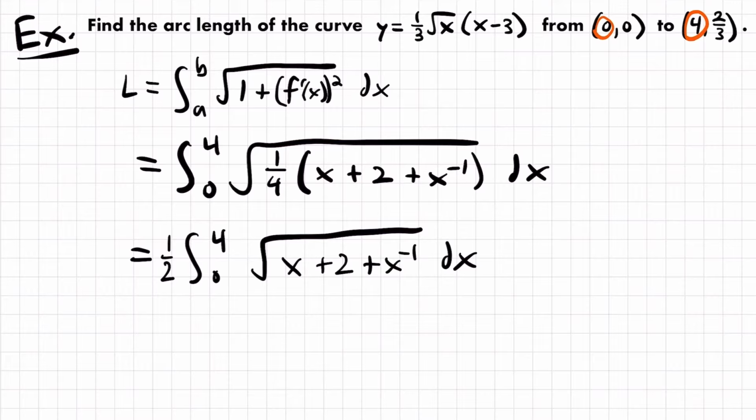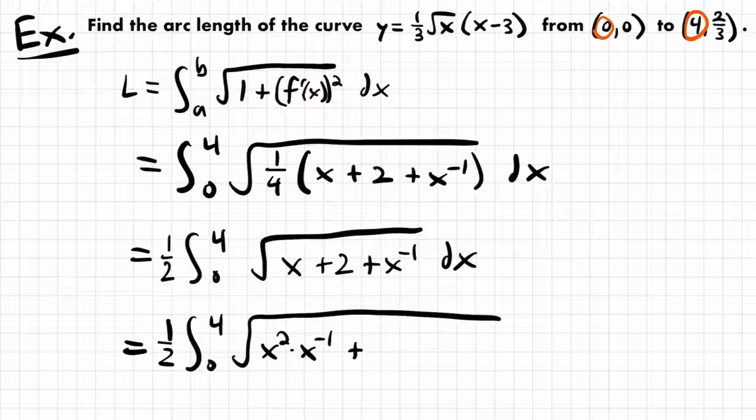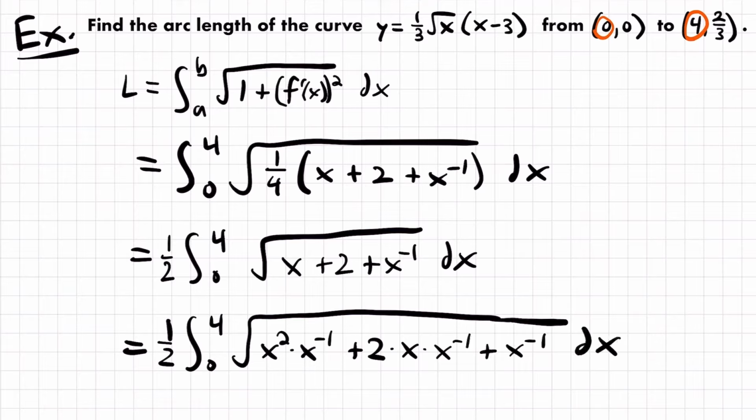It can be difficult to determine how to manipulate this function, but something that you always want to try is to factor something out. So what I'm going to try to do is factor out x to the negative first power, and here's why. Note that we can rewrite these terms in the following way. This will be equal to 1/2 times the integral from 0 to 4 of the square root of x squared times x to the negative first power plus 2 times x to the negative first power plus x to the negative first power.